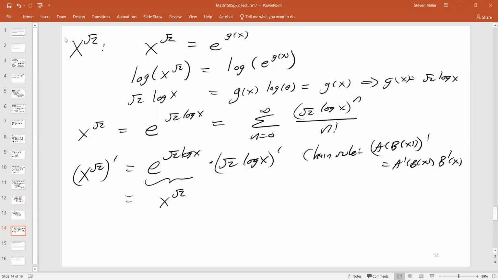What's the derivative of root 2 log x? The root 2 natural log x. Root 2 over x, root 2 times 1 over x. And lo and behold, it's root 2 x to the root 2 minus 1. Where is the minus 1 coming from? It's actually coming from the derivative of the natural log.